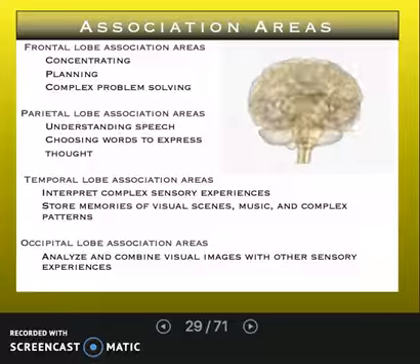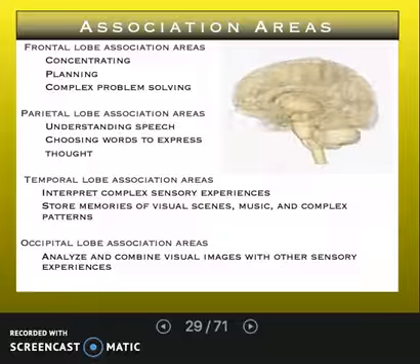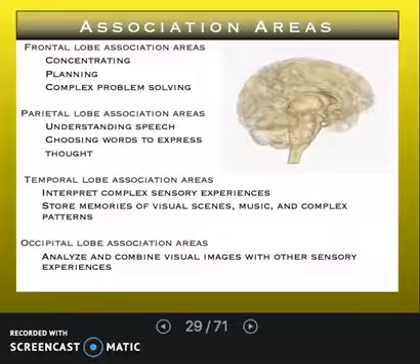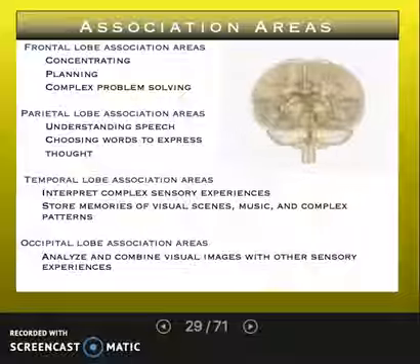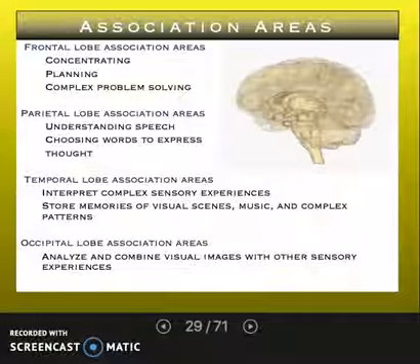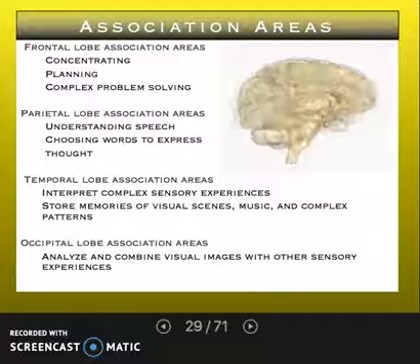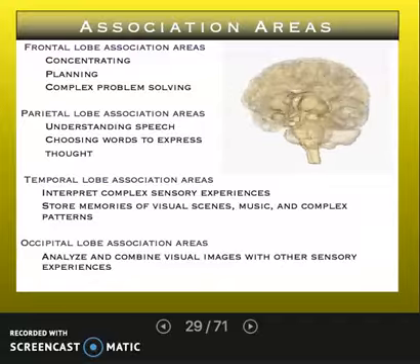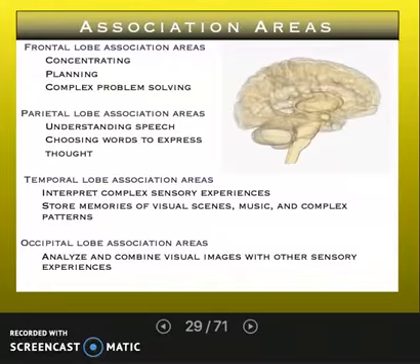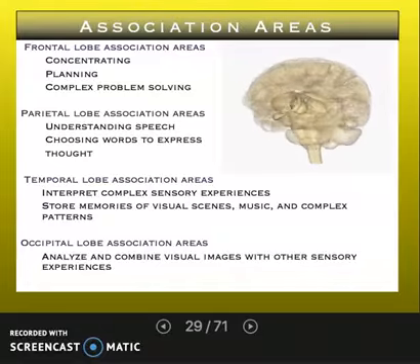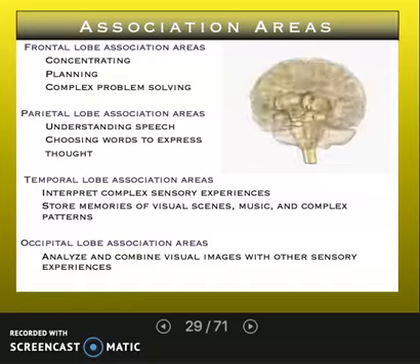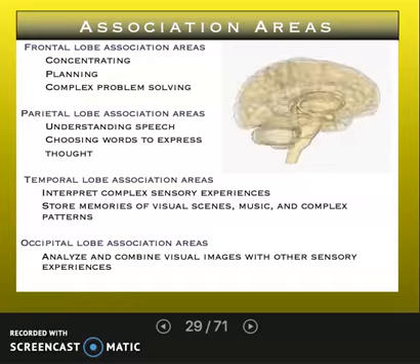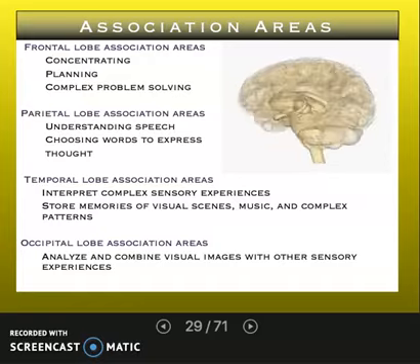So in the parietal lobe, where those language centers are, you have these association areas that allow you to understand speech. In the frontal lobe, you have association areas that allow you to make complex decisions. These things seem to be relatively straightforward if you know where those primary regions are. Remember, the primary motor cortex is right in front of the central gyrus, and sensory is right behind it.